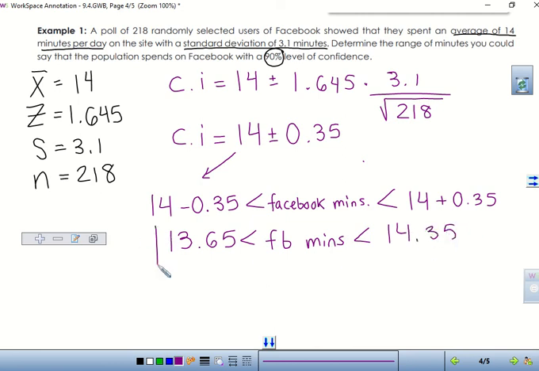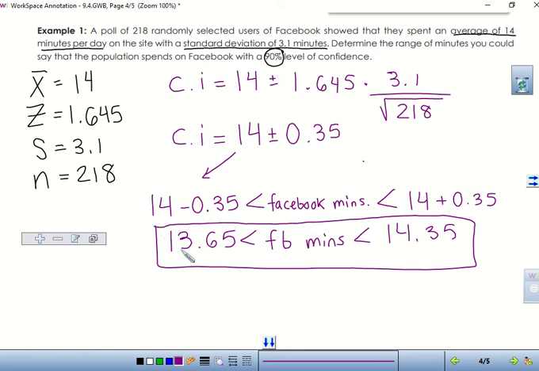So this is what the confidence interval looks like. So basically you can say with 90% certainty that Facebook minutes fall between these two values.